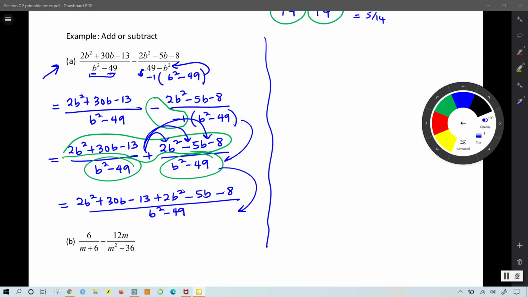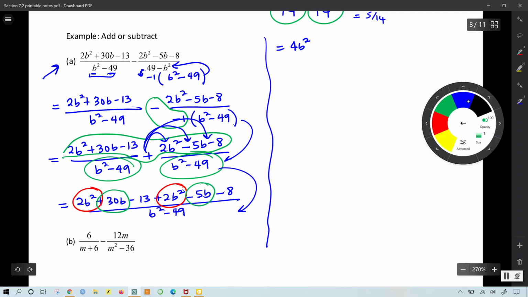So with that set, we can combine like terms. 2b squared and 2b squared are like terms, so that gives us 4b squared, and then positive 30b and negative 25b will give positive 25b, and then negative 13 and negative 28 will give negative 21, divided by b squared minus 49.